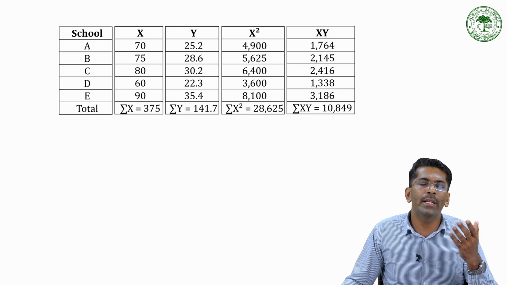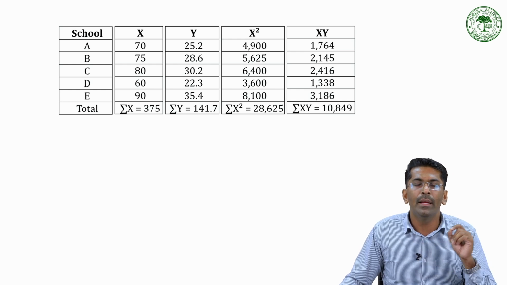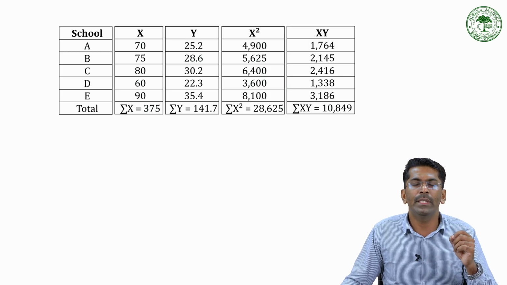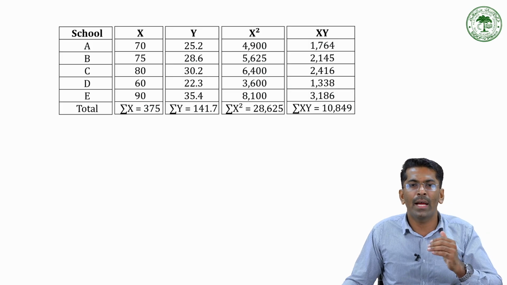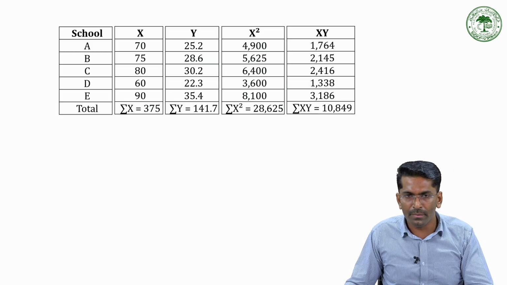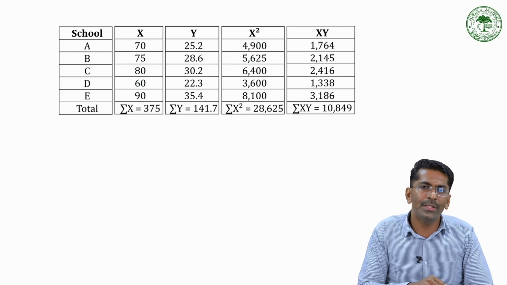I think for y square there is no need to calculate, because since we are calculating y on x, there is no need of y square. I have just multiplied x and y, because the sum of xy is necessary. So x and y I have multiplied here, that is 70 into 25.2, which is equal to 1762.64, and accordingly the remaining values I have calculated and summed together. Sum of xy is equal to 10,849.